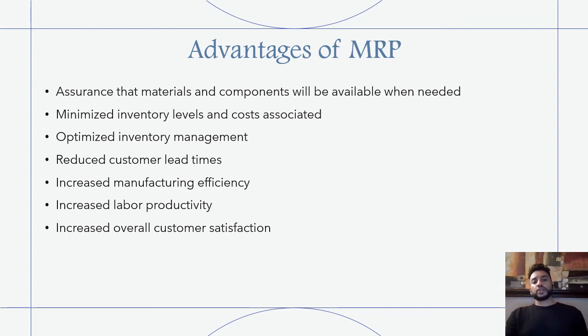Minimize inventory levels and costs associated. It only orders what it needs, which means you don't have to be spending money on a bunch of stuff all the time. Everything is noted down, and it saves you a lot of costs. Then optimized inventory management. It makes your inventory management so much better and reduces customer lead times. If you can make your product very fast without having to wait for raw material to come in, it gets the product to the customer faster. Increased manufacturing efficiency, increased labor productivity, and increased overall customer satisfaction.